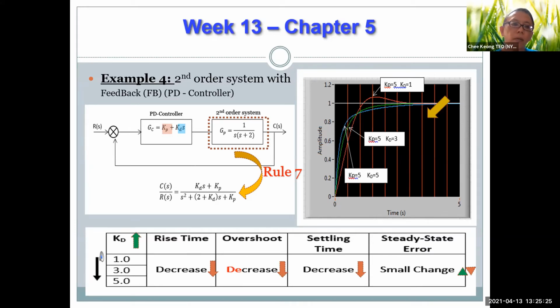Now, instead of the PI controller, we're trying a PD controller. Again, using rule 7 or block diagram manipulation, you can simplify your C(s) over R(s) as in this expression. If we increase your Kd from 1 to 3 to 5, that's how your response will move: the rise time will be reduced, the overshoot will be reduced, the settling time will be reduced, but the steady state error shows very small change.